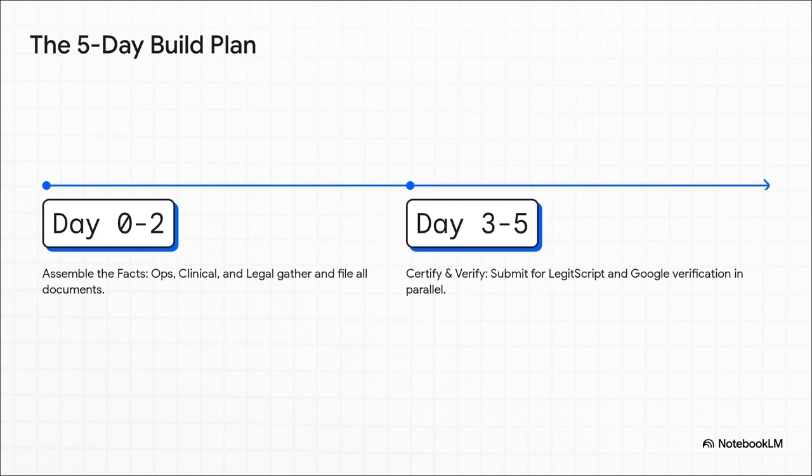The secret? Give people ownership. For the first couple of days, it's all about gathering the facts. Get your ops, clinical, and legal teams to round up all the documents. Then, for days 3 to 5, you do something really smart. You kick off the certification and verification processes at the same time. You run them in parallel. That move alone is a huge time saver.